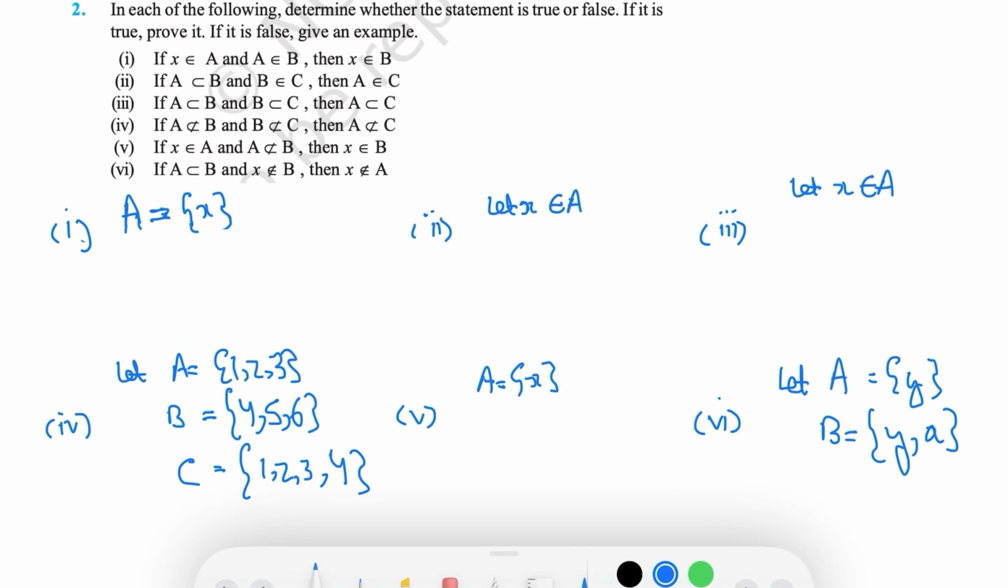Moving on to the second question, in each of the following determine whether the statement is true or false. If it is true, prove it. If it is false, give an example. If X belongs to A and A belongs to B, that means then X belongs to B. So this is false.